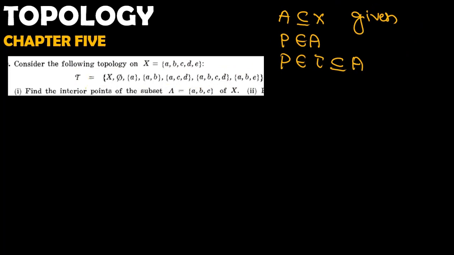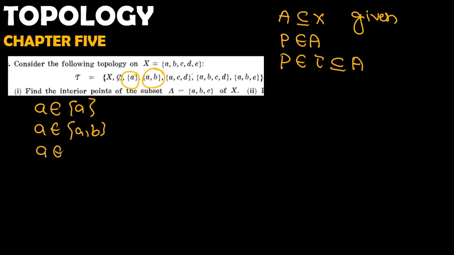So how can I do this? I have the set A equal to {a, b, c}. Now I take first a, then b, and then c. So a belongs to {a} in tau. Similarly, a belongs to {a, b} as well in tau.